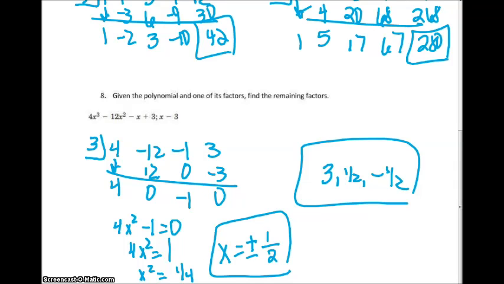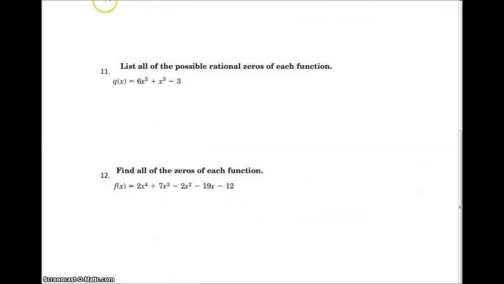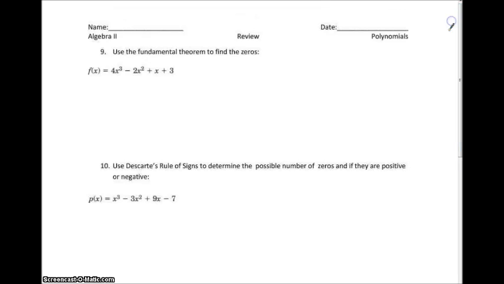Next page. Use the fundamental theorem to find the zeros. Okay, you want to start off by changing. We're actually going to use 3x to the third minus 7x squared plus 4. So, stop and think about it.